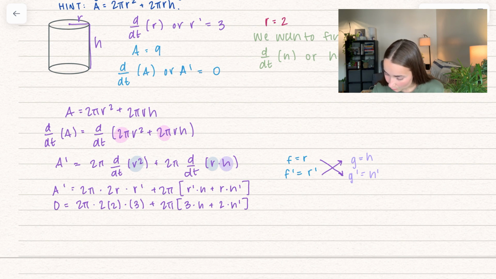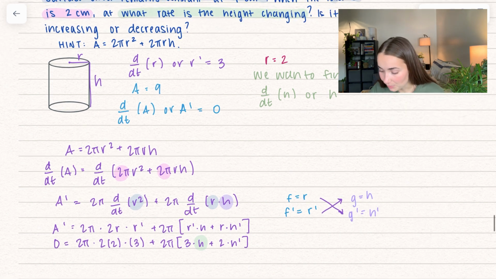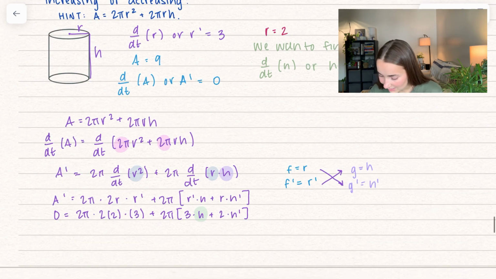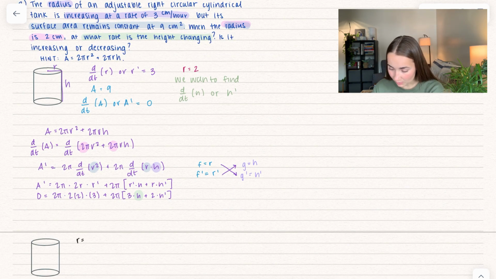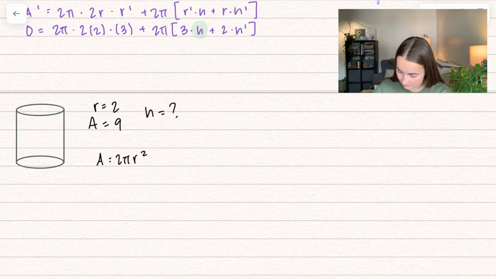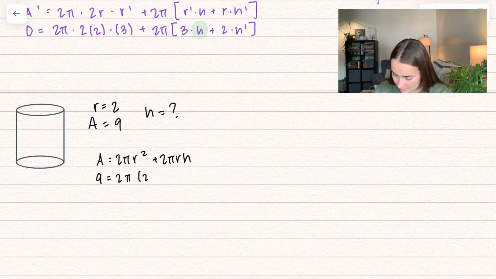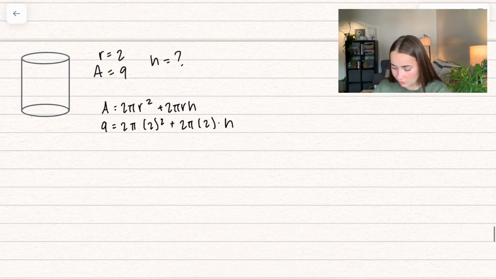So notice right here, we don't know what h is. We need to find h, and we're going to do that with the moment of interest. So what is our moment of interest? That's where we get to use the surface area of our cylinder right here, because here we're given that the radius was equal to 2 and that the surface area was equal to 9. We want to find what h is equal to, and we can do that with the equation. So when we fill all of that in, I get 9 is equal to 2 pi times 2 squared plus 2 pi times 2 times h. So let's go ahead and do some math real quick.